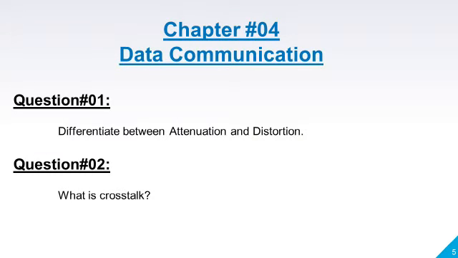This worksheet is about chapter number 4, data communication. We have already discussed basically what data communication is. Now we are going to discuss the short question number 1 of this worksheet. Differentiate between attenuation and distortion, which are basically the transmission impairments. Attenuation is the fall of signal strength with the distance as the signals travel through the communication media. If the attenuation is too much, the receiver may not be able to detect the signal at all.